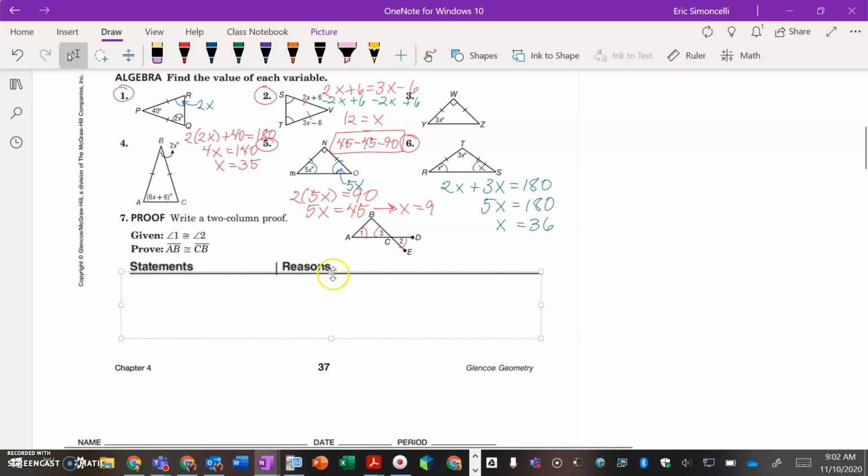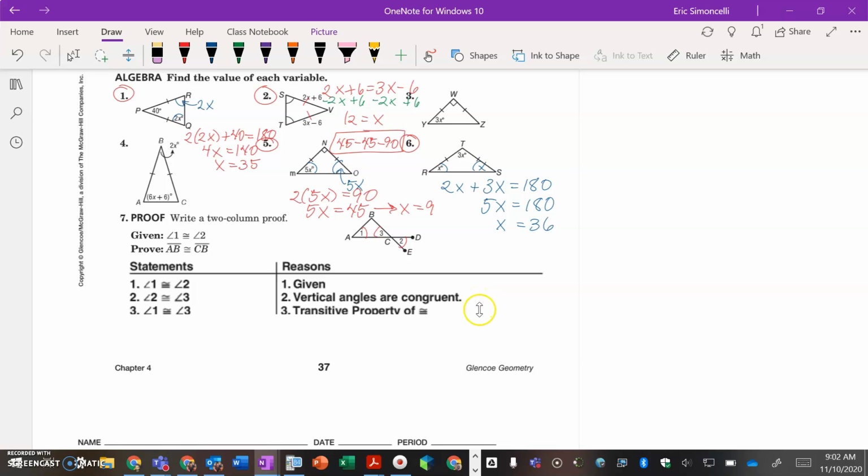Step 1, given: angle 1 is congruent to angle 2. Step 2, angle 2 is congruent to angle 3, again by virtue of vertical angles being congruent. And then step 3, angle 1 is congruent to angle 3 by the transitive property of congruence. We already knew these in advance. And then last but not least, we know for a fact that AB must be congruent to CB by the converse of the isosceles triangle theorem.